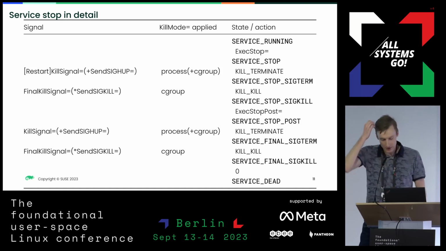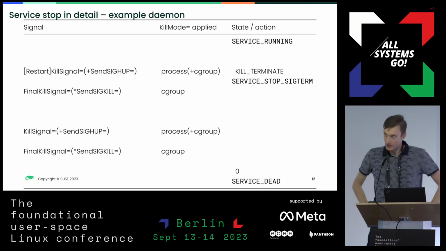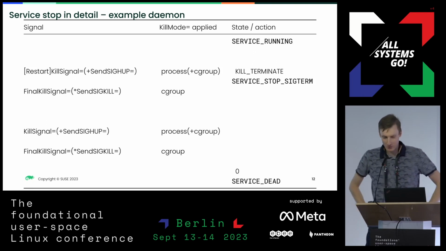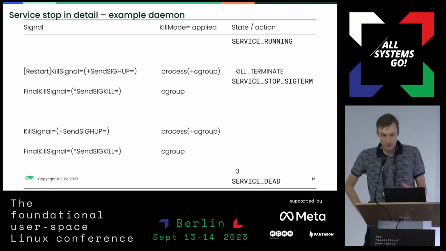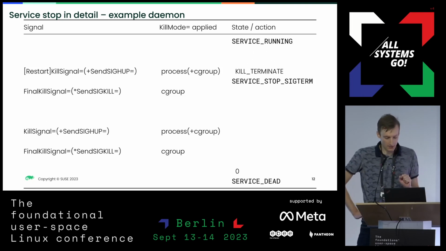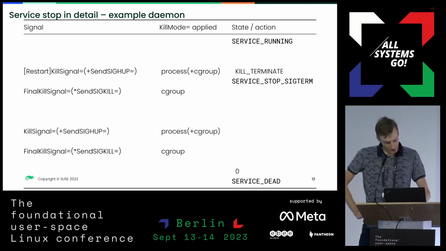To make this picture more readable, here's a simplification for the demo service I've presented previously. It only goes through three states because if there is no action defined, it will just skip to the next available state. So when we are stopping the service, it goes from the running state, waiting for the child to terminate, and then to service inactive. So that was how we stop the service and what controls we have for that.